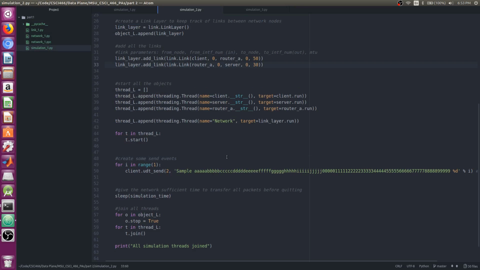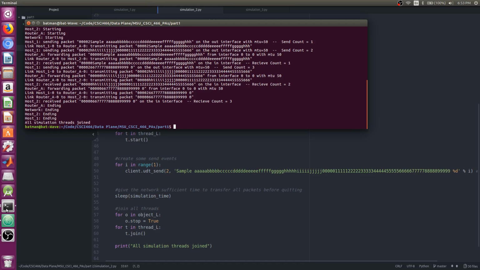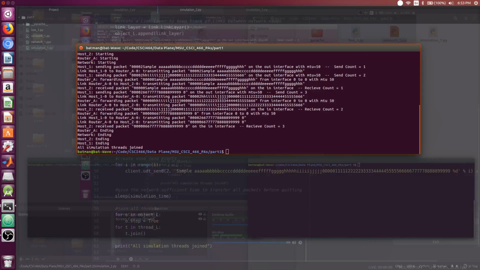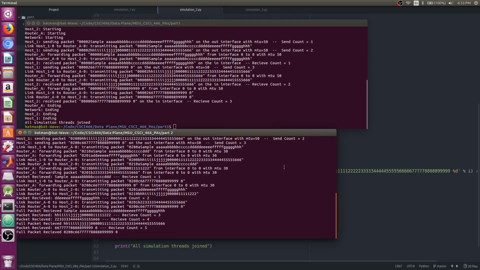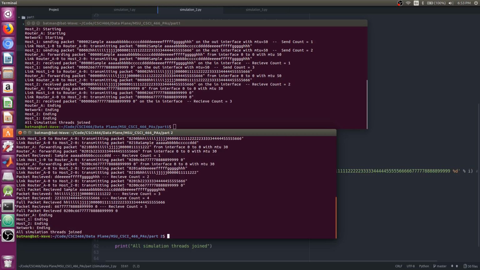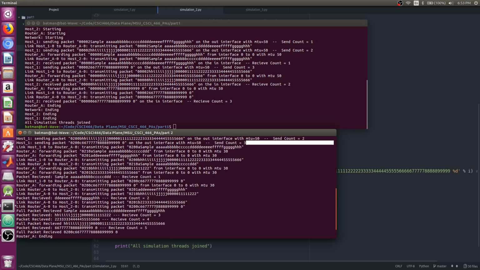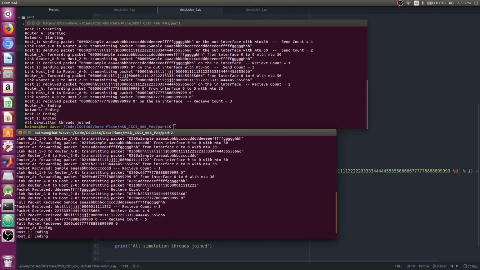On simulation 2, we have the same message, but now one of the outputs of the link layer, or the link, has an MTU of 30. So the message has to be shrunken again. So we sent it. Notice that the send count is still 3 because it originally only sent 3 messages from the first host, but the receive count is 5, and that's because the 2 messages that were 50 characters long had to be broken up to a 30 and a 20 to make it through the next link.